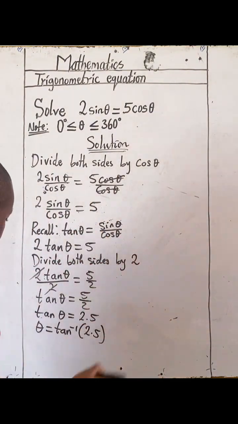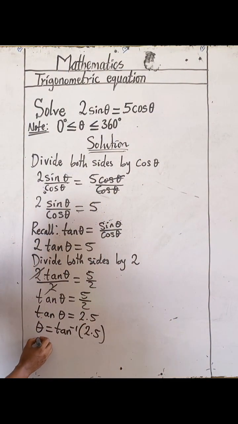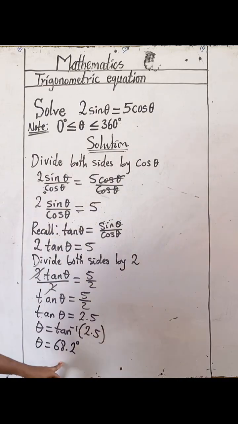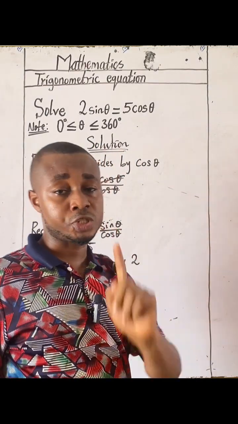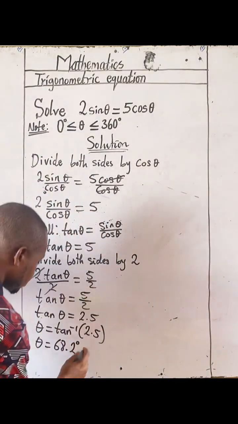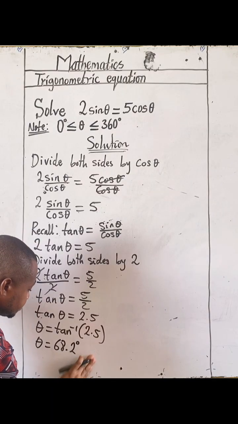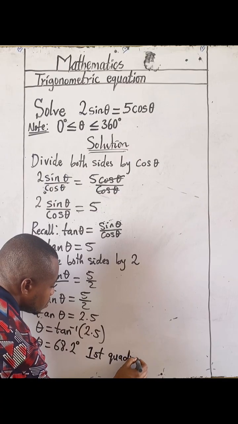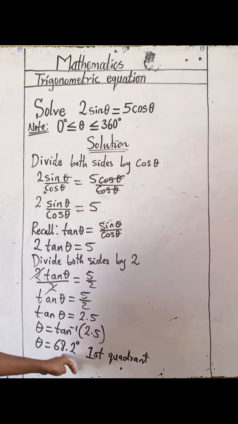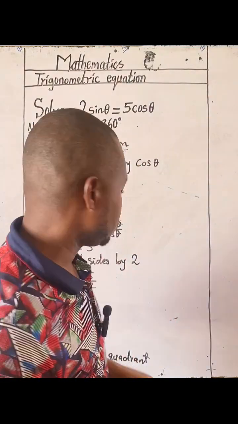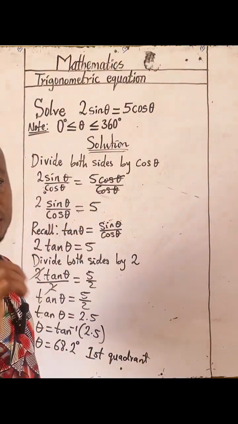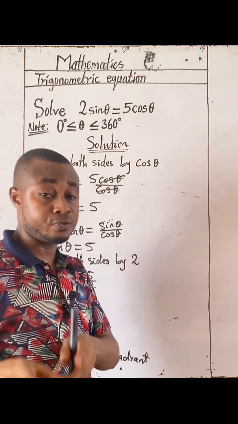If you approximate it to one decimal place, that becomes theta equal to 68.2 degrees. But remember, this ranges from 0 to 360. So in the first quadrant, this is what you get. But we need to recall where tan can also be positive in one of the quadrants, except the first one.